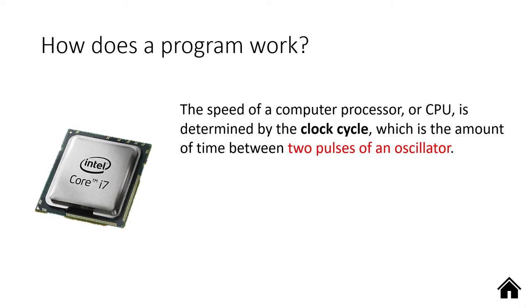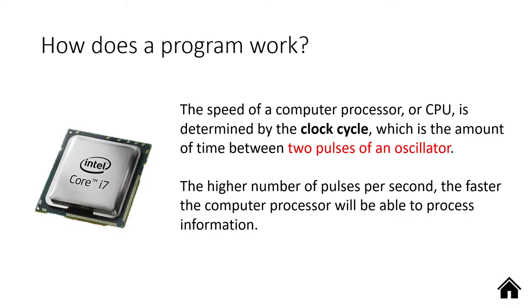So there we go. As I said before, the speed of a computer processor or CPU is determined by the clock cycle, which is the amount of time between two pulses of an oscillator. And that is an exam definition. It's worth one mark. The higher number of pulses that you can generate, the faster the processor will be able to process information in the end.